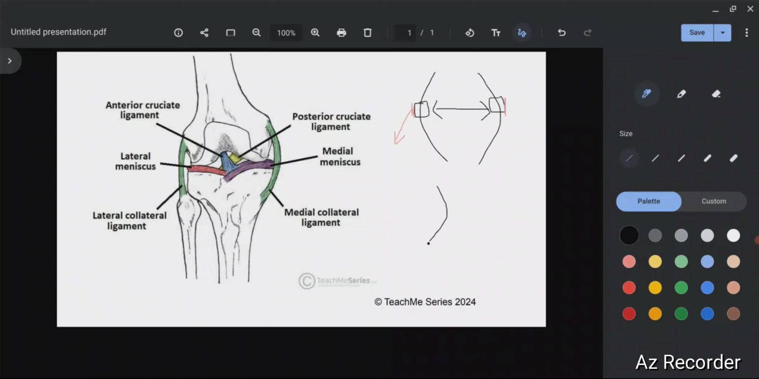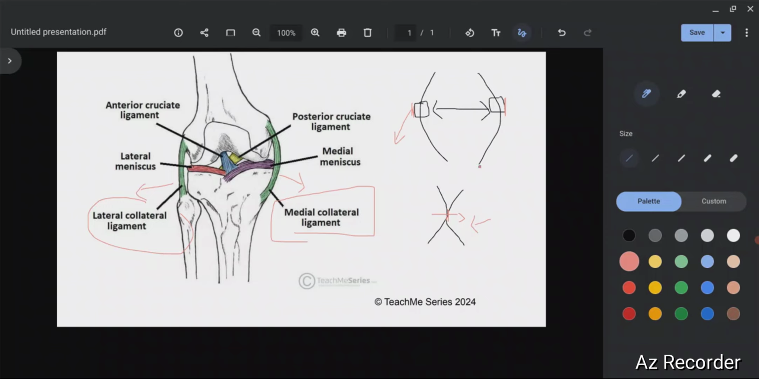Now what is valgus deformity? If the legs are like this, it means that the joints have moved towards each other, and there is classically the injury of your medial collateral ligament. So the medial collateral ligament prevents the exaggerated movement of the joint medially, and the lateral collateral ligament prevents the exaggerated movement of the joint towards the lateral aspect.